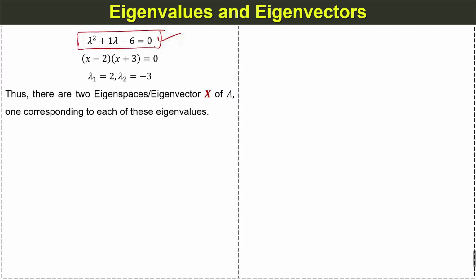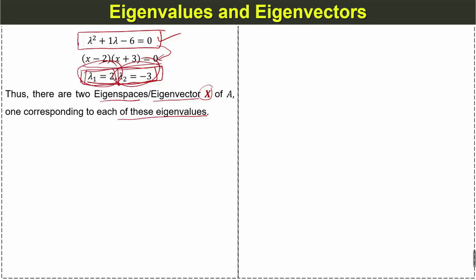We simplify this equation, and after solving we get the eigenvalues lambda 1 equal to 2 and lambda 2 equal to minus 3. This means there are two eigenspaces, one corresponding to each of these eigenvalues. We have two eigenvalues, so there will be an eigenvector against each eigenvalue.